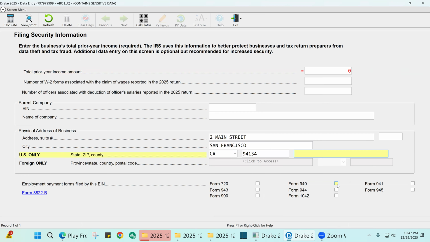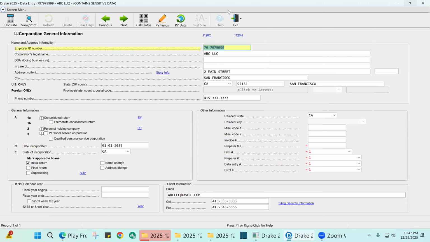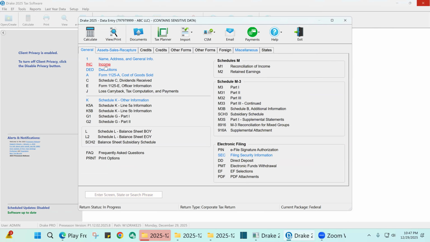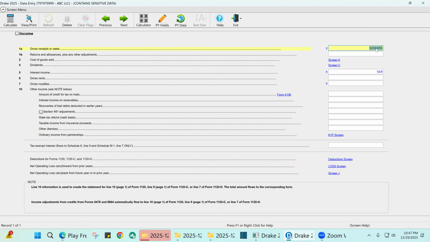Now, they have 941 and 940. It's payroll. They did not change the address after they set up. Okay? So now we close this one. Then we go to income, the second one. Let's say this is what they have.